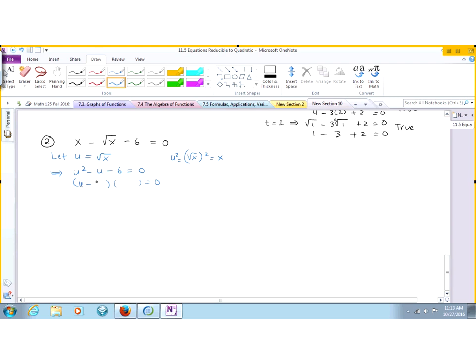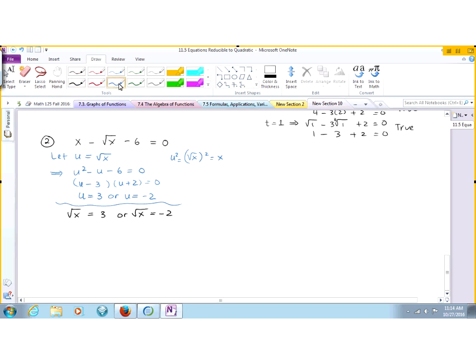Oh, this one's easy. What is it? u minus 3, u plus 2? Okay. Good. So u is equal to 3 or u is equal to negative 2. Okay, good. Now we're done with u, right? What next? Square root of x is equal to 3, or square root of x is equal to negative 2.